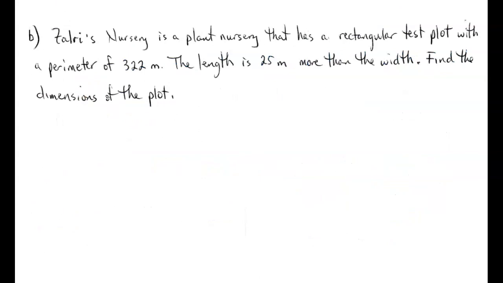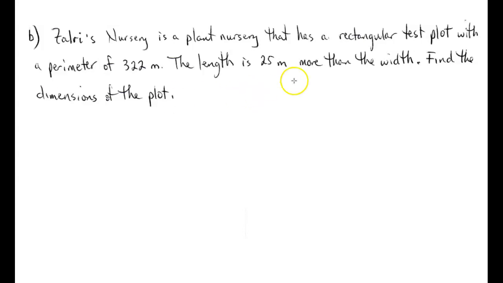So for our next example, this would be an example to where we use some geometric shapes to be able to model whatever it is that they're asking for in this problem. So we have Zalri's nursery is a plant nursery that has a rectangular test plot with a perimeter of 322 meters. The length is 25 meters more than the width, and we want to find the dimensions of the plot.